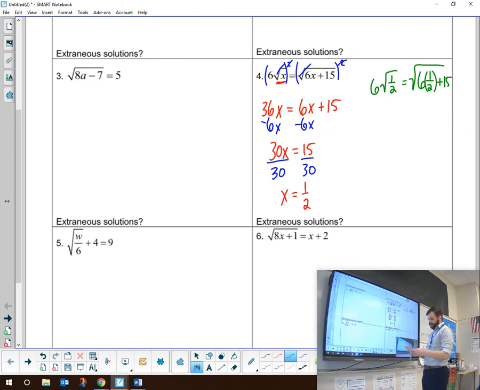We can go 6 times the square root of, I'm just going to plug in 0.5 to make it easier. And that gives me like 4.2426. Okay, and then I can also work this out. 6 times 1/2 is 3. And then 3 plus 15 is going to be 18. So then we can use our calculator again and do the square root of 18. And the square root of 18 is also 4.2426. So even though it doesn't work out perfectly, we still get a perfect answer. All right? The square roots of both of these are equal, so are there extraneous solutions?